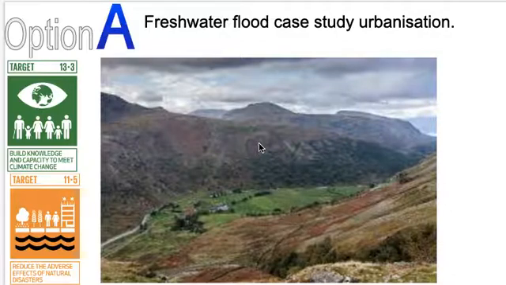So for our case study, we're going to look at a place called Cockermouth in the UK, and it was flooded in 1999 and 2005. So you can see flooding there is a reasonably frequent experience for the place.